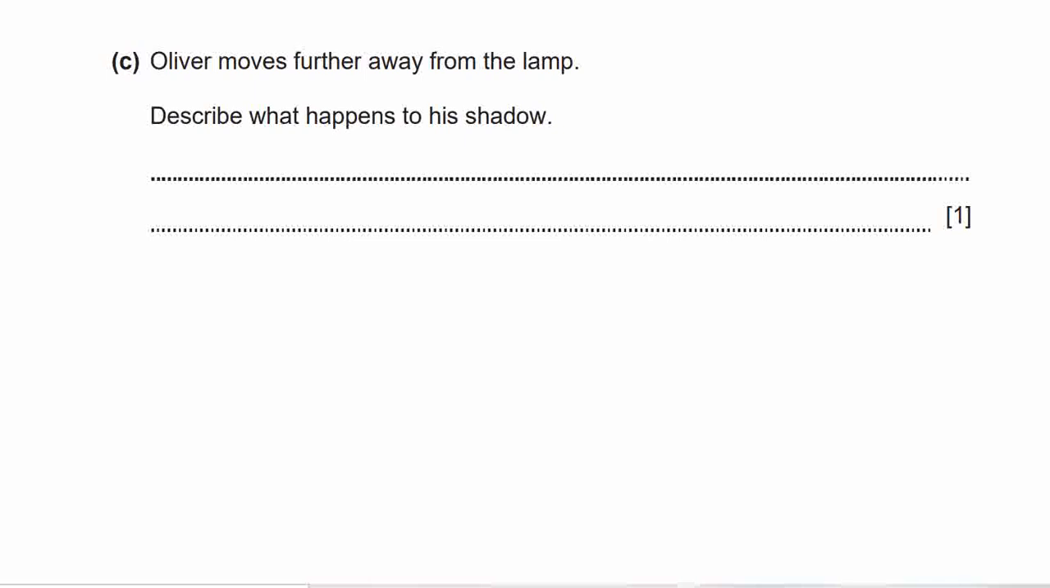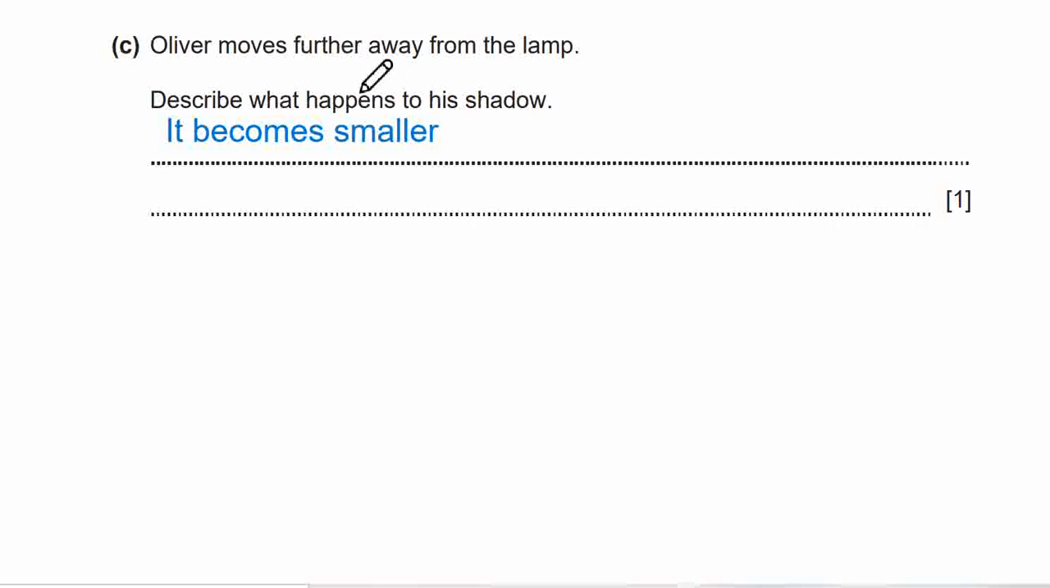Question C. Oliver moved further away from the lamp. Describe what happens to his shadow. As Oliver moved further away from the lamp, the number of rays that are blocked by Oliver's body decreases. So the shadow becomes smaller.